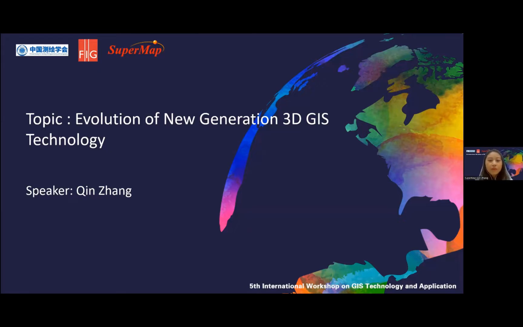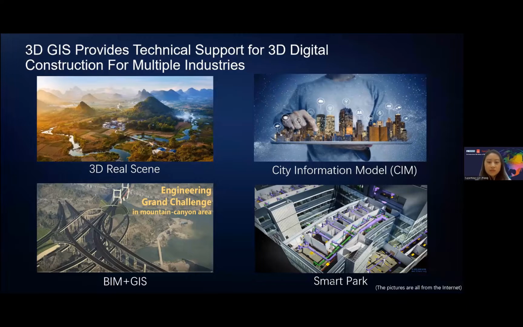So firstly, why do we need to develop 3D GIS technology? As you know, 3D GIS can better present the real world. As a 3D digital base, it is increasingly used in many industries, like 3D real scene construction, city information model construction, and smart park construction. They are combined with BIM and GIS or 3D model and GIS, which shows that we need to constantly develop 3D GIS technology to better serve industrial applications.